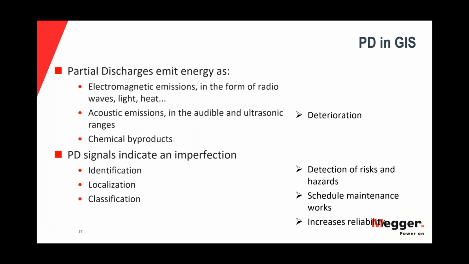So partial discharge emits electromagnetic emission in the form of radio waves, for example, light, heat, and also in the form of acoustic, and can also lead to chemical byproducts. So a PD signal indicates an imperfection which needs to be identified and probably localized and classified.